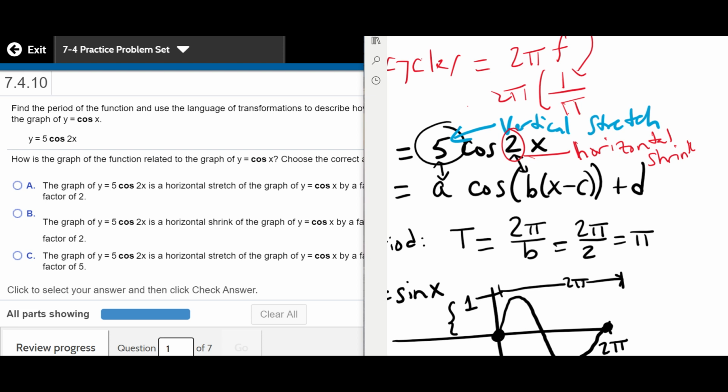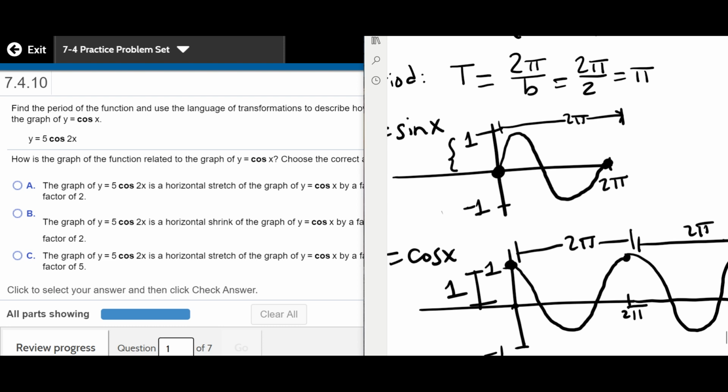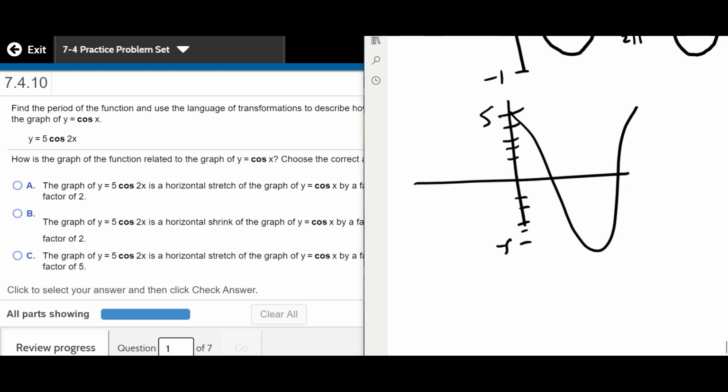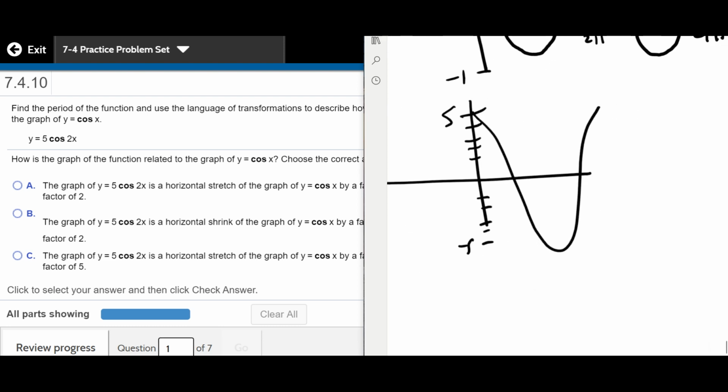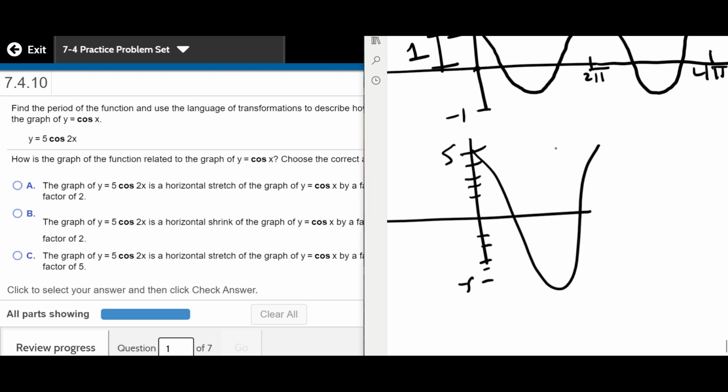If that number is big, that means it's a horizontal shrink. And if that number is smaller than 1, it's a horizontal stretch. So that's all you need to know about that. What does that 2 do? Instead of having one graph from 0 to 2 pi, you're going to have two graphs, so two waves.